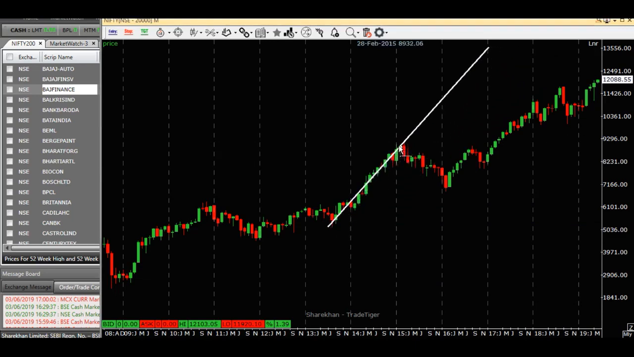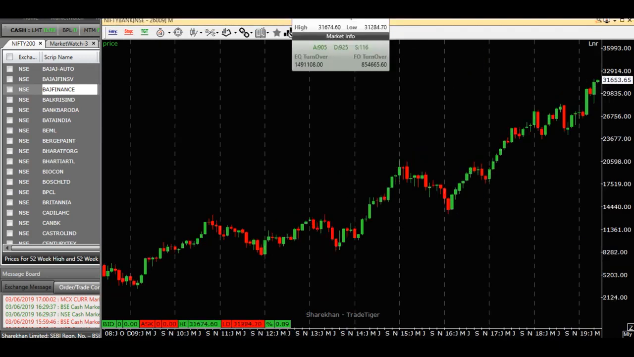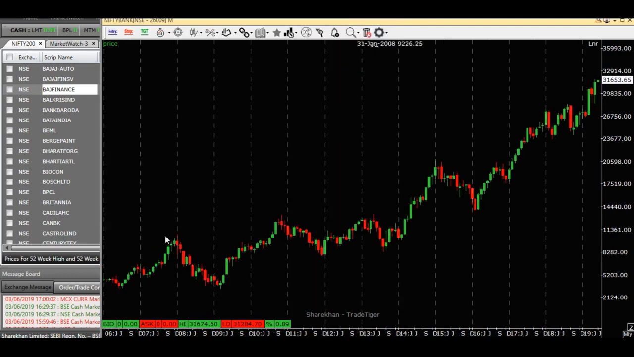Here's another one. Nice impulsive, one-sided move, followed by a pullback and breakout, and the target is easily achieved. And we can see the same in Bank Nifty as well. We can see one flag here, one flag here, another one here, another one here.